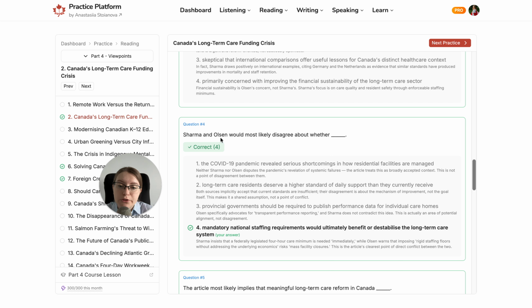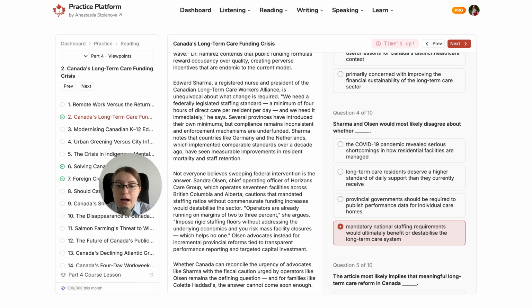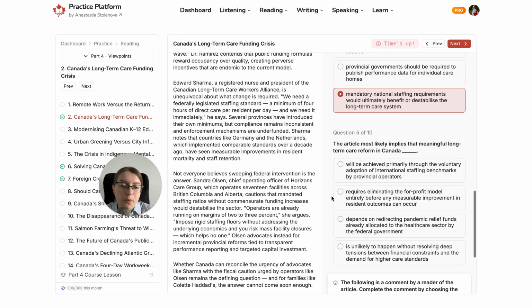But in order to be able to see that contrast, you should read what Sharma said, what Olsen said, reread that. And also, there are some explanations why 1, 2, or 3 are wrong. Please pause the video and read the explanations if you need. Okay, and I will move on to question 5 with you, and then we'll go back to the first question here.